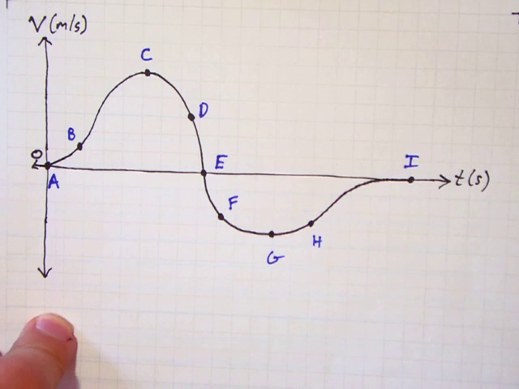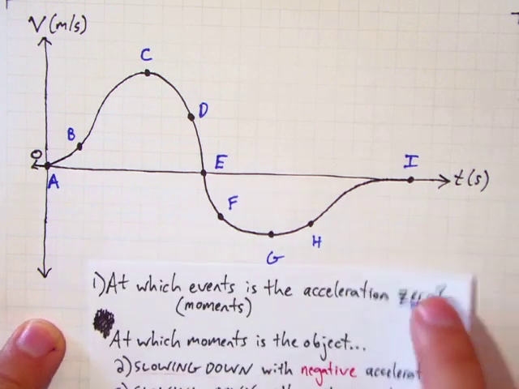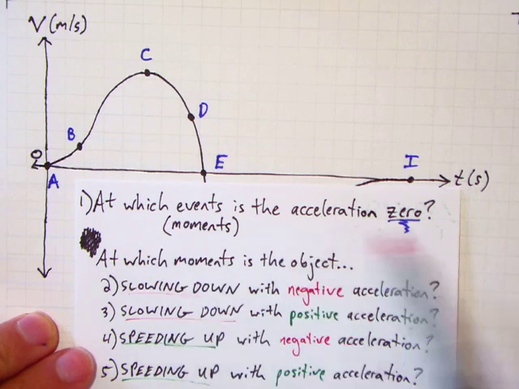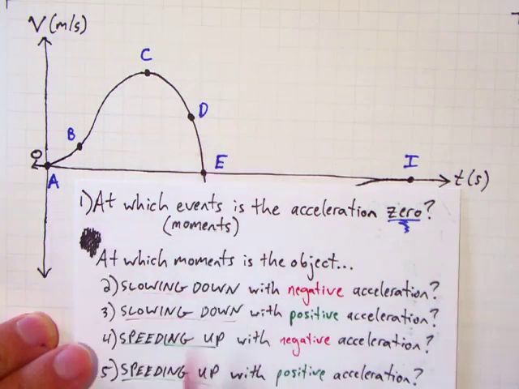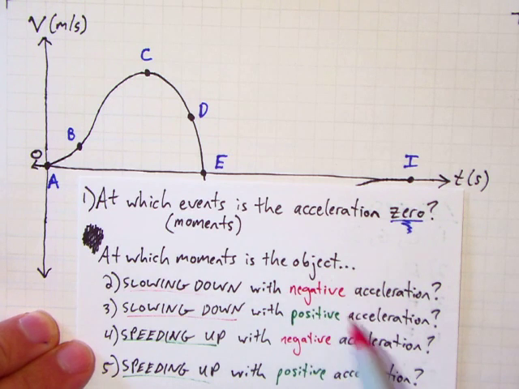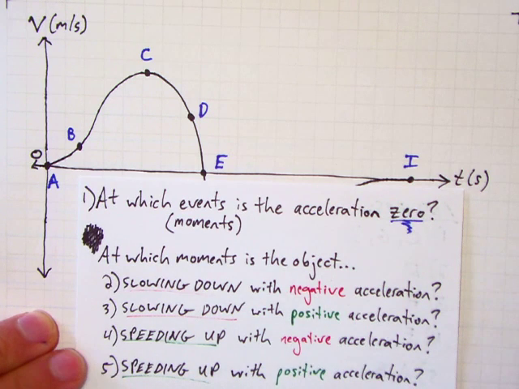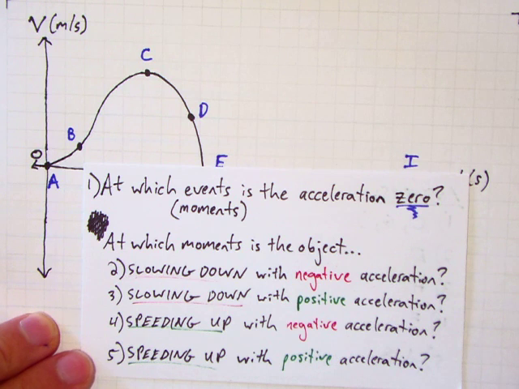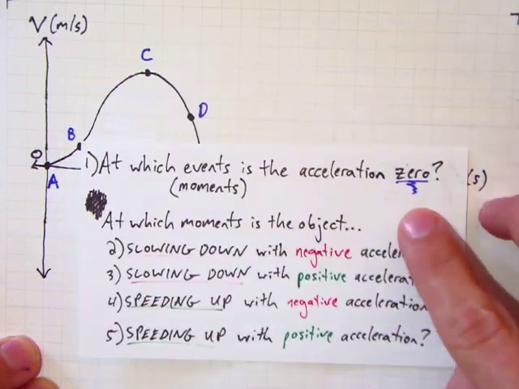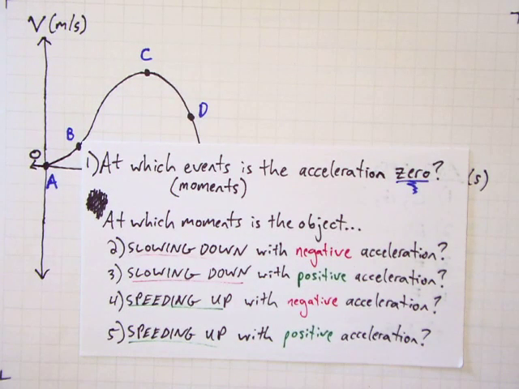And then once you've got that, use it to answer these questions. At which of these events, at which of these moments is the acceleration 0? And then at which moments is the object slowing down with a negative acceleration? And so forth. Okay, so looking for at which individual moments each of these is true. Got a good look at the graph? Got a good look at the questions? Okay, pause the video, answer those.